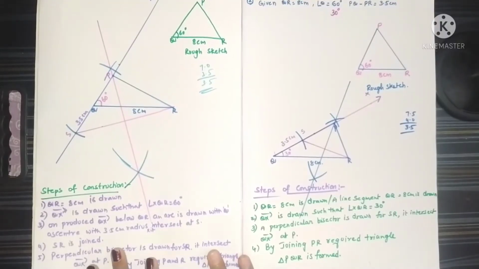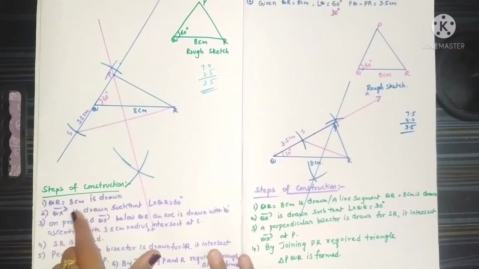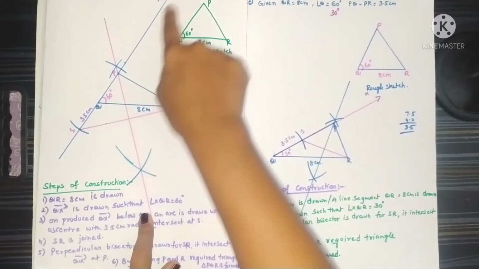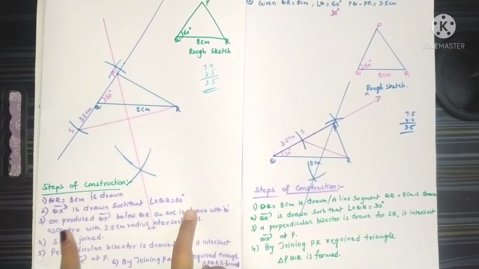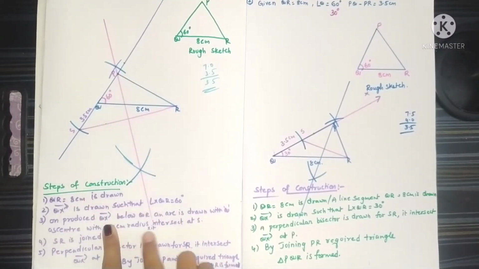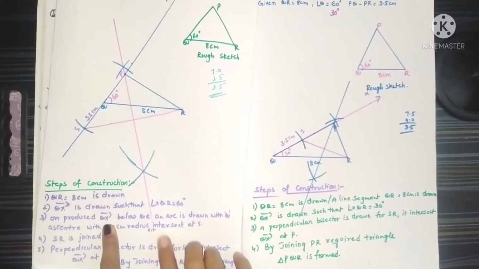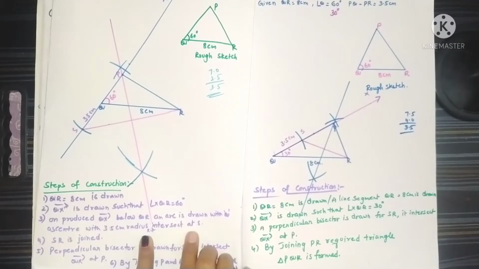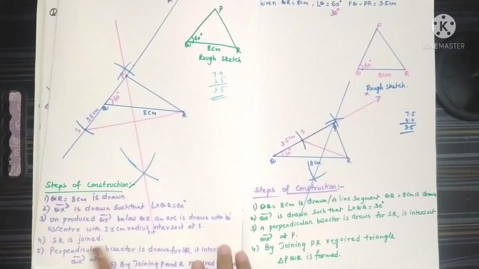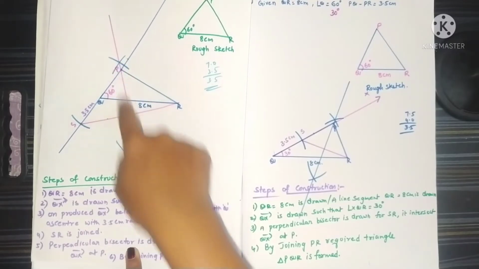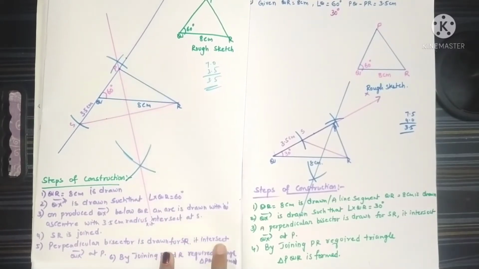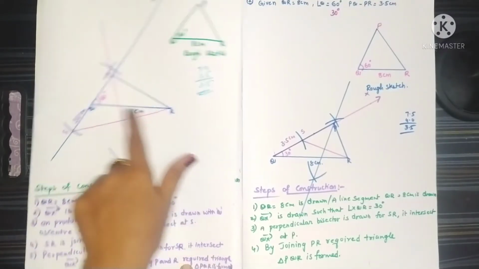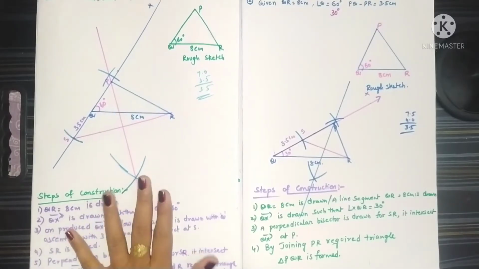So steps of construction. First, a line segment QR equal to 8 cm is drawn. Next, QX ray is drawn such that angle XQR is 60 degrees, and QX is produced below QR. An arc is drawn with Q as center with a 3.5 cm radius. It intersects at S. SR is joined. So a perpendicular bisector is drawn for SR. It intersects the QX ray at P. So by joining P and R, the required triangle PQR is formed for this model.